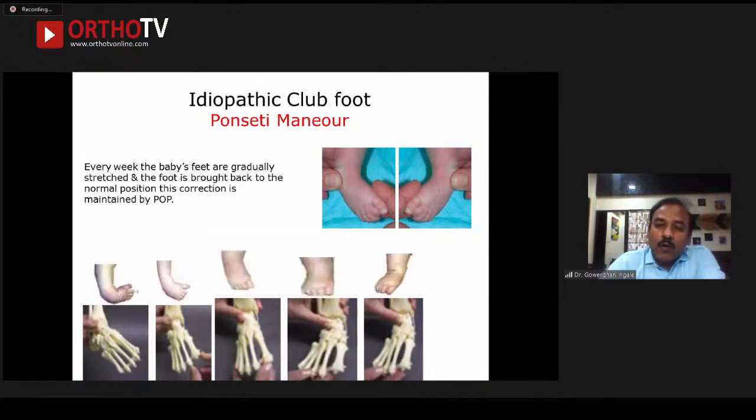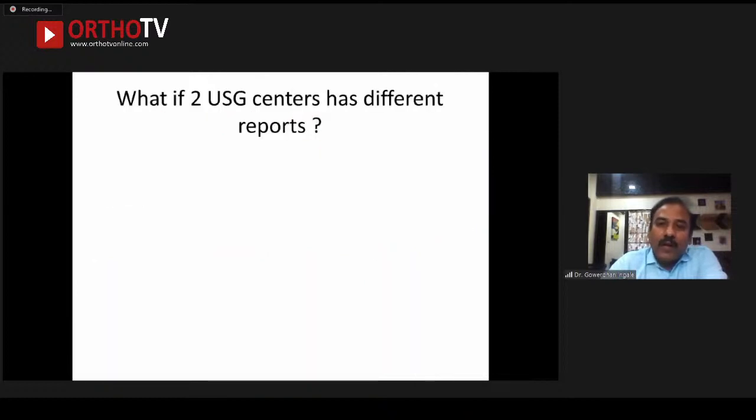Our next speaker is going to talk about this plan of treatment, in which serial casting, a small surgery, the tenotomy, and then bracing help correct the deformity completely.